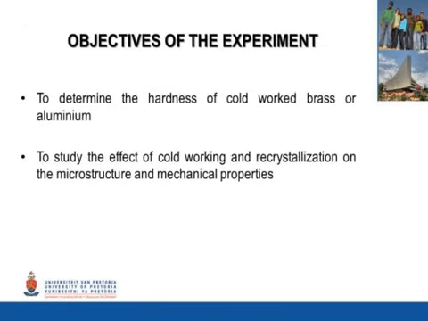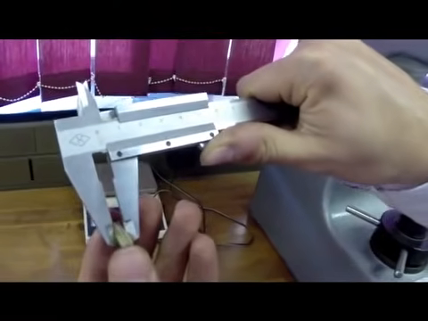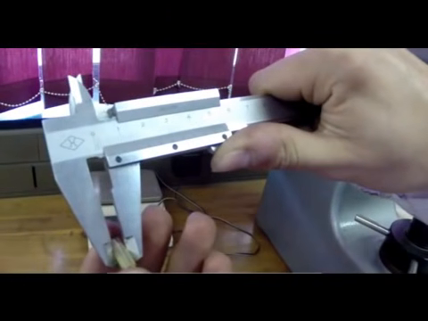The objective of this experiment is to determine the effect of cold work and recrystallization on the microstructure and mechanical properties of brass or aluminium. Please pay close attention to the practical demonstration. Measure the thickness of all the samples using a vernier. Assume that the thickest sample has experienced no cold work.